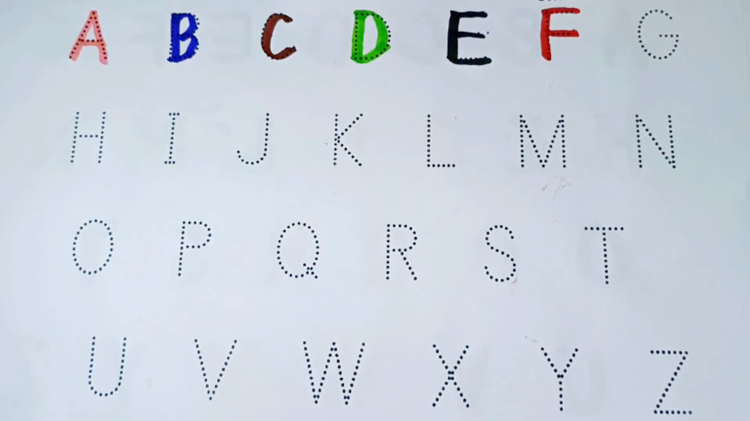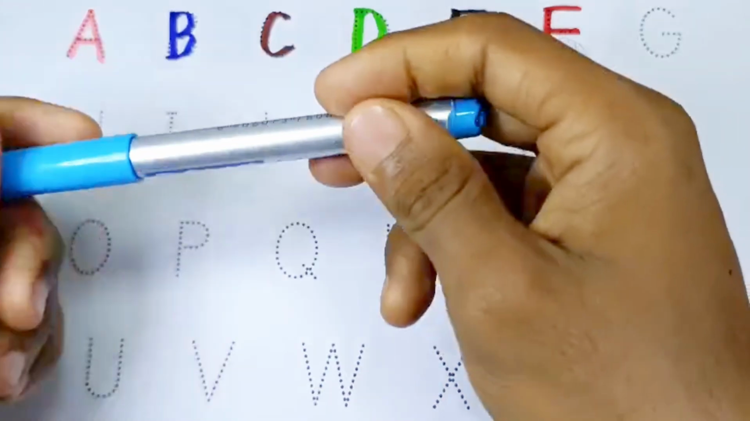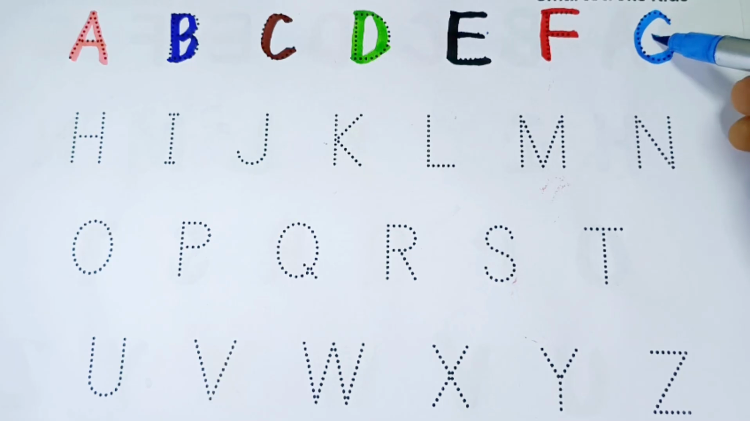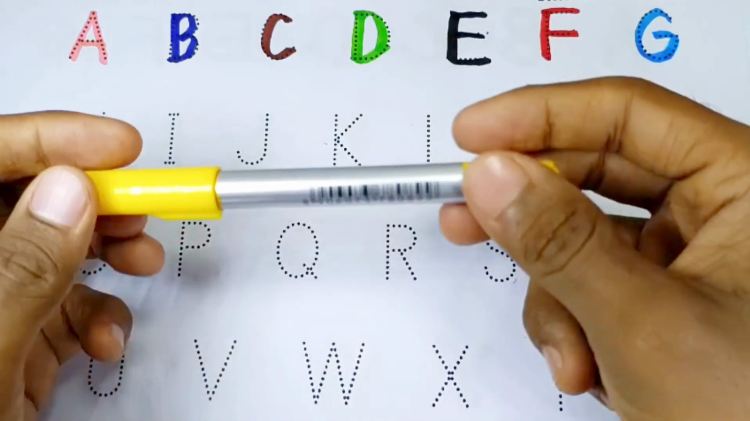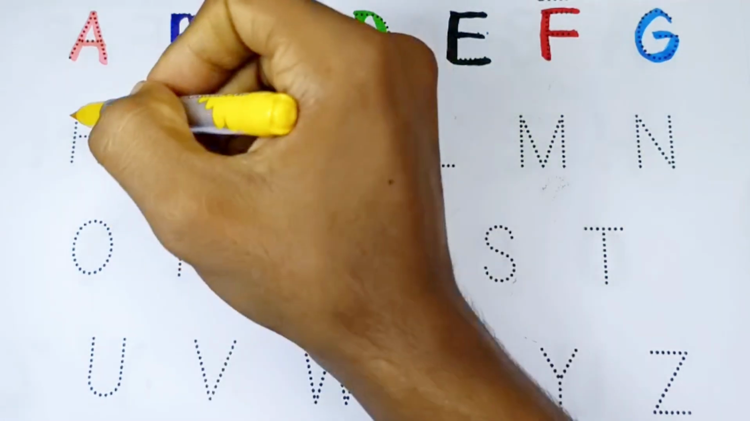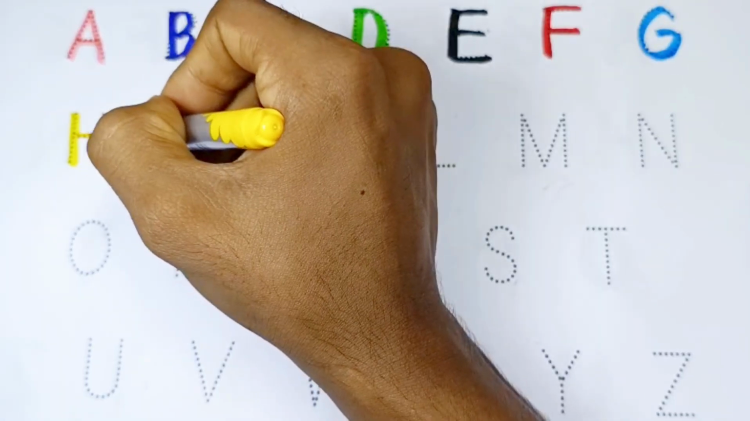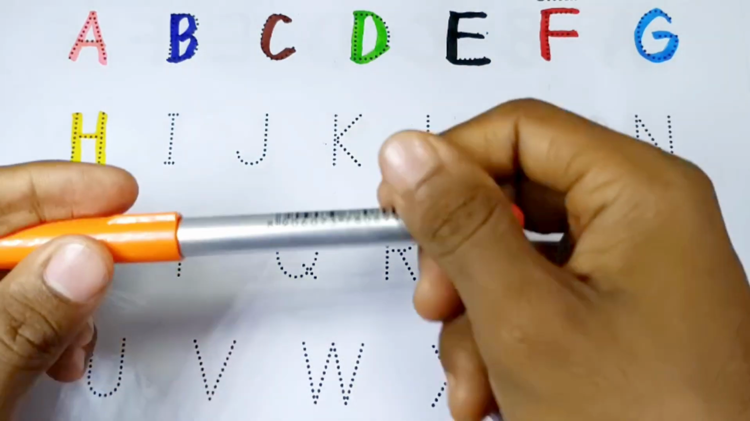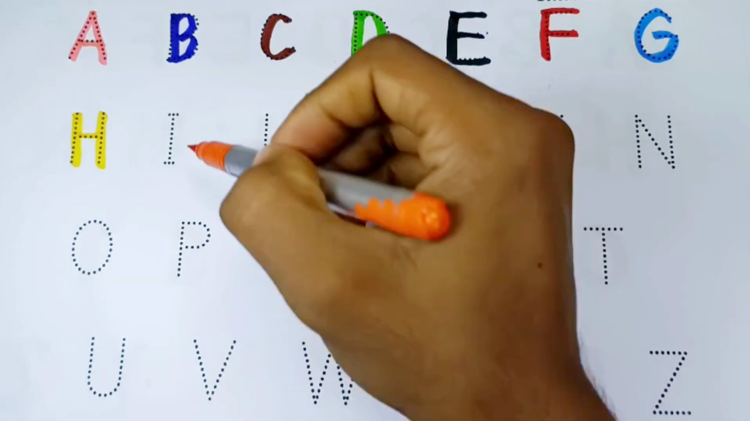F for fish. Kids, now you draw G and use sky blue color. G for God. Now you draw H and use yellow color. H for helicopter. Kids, now you draw I and use orange color.